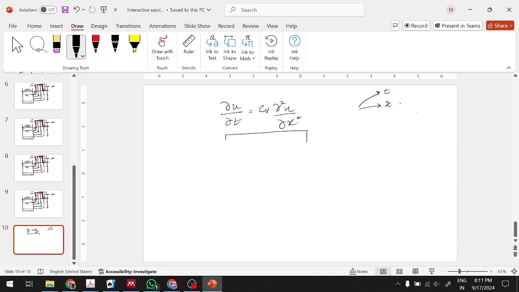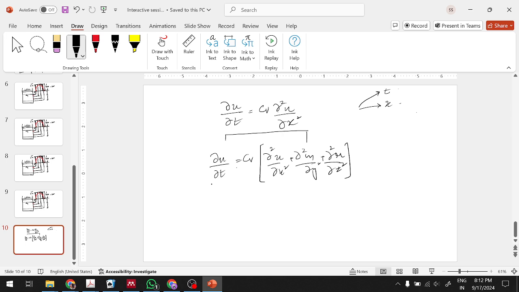And if you want to write it in three dimensions, then you write del u by del t equals Cv times del square u by del x square plus del square u by del y square plus del square u by del z square. Or you can write in cylindrical coordinates, because that is what you do in radial consolidation.